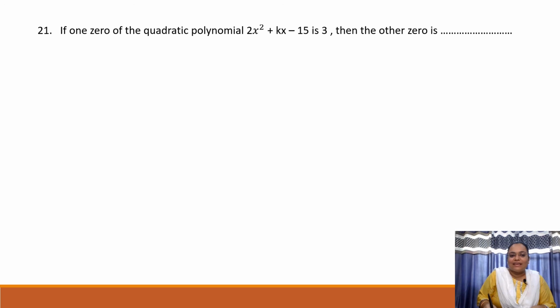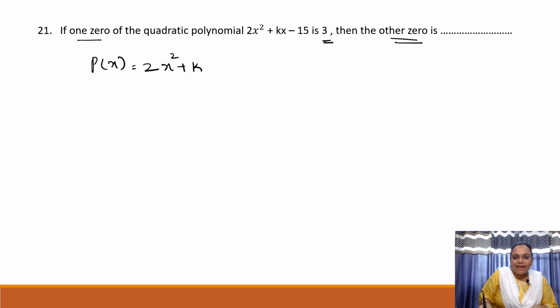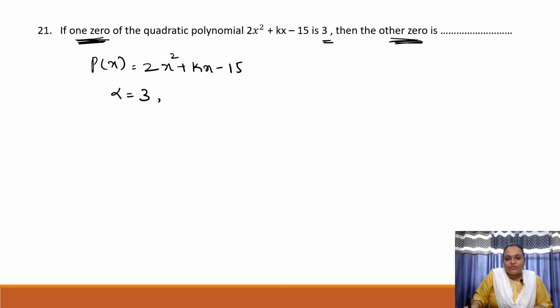The next one is, if one zero of a quadratic polynomial is 3, find the other zero. So what is the quadratic polynomial? p of x is equal to 2x square plus kx minus 15. Whenever they have given one zero and asked us to find the other zero, we will find the product of zeros. Okay, we will find the product of zeros. So what is alpha beta?